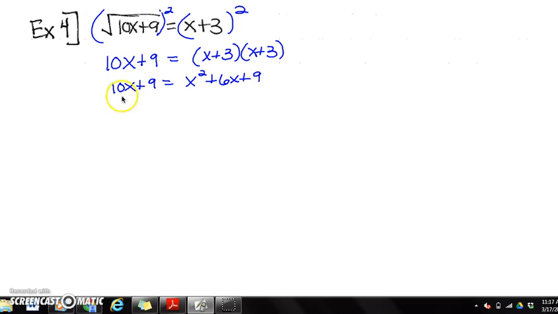We are going to take everything from this side over to this side so that we can get it equal to 0 and we can factor. So minus 9 minus 9, minus 10x minus 10x. This gives me a big fat 0 on the left. I'll get x squared minus 4x, and the 9's cancel out. And this is the point where you all are like, oh no, I don't know what to do.